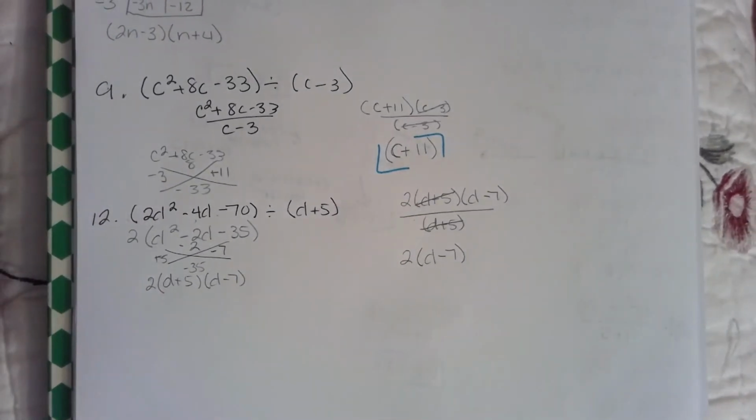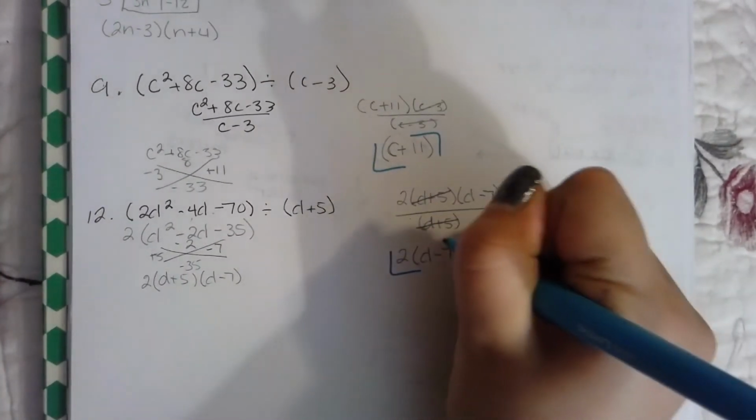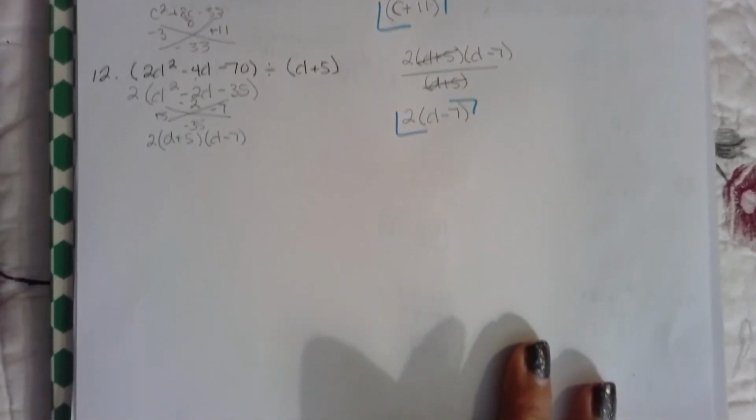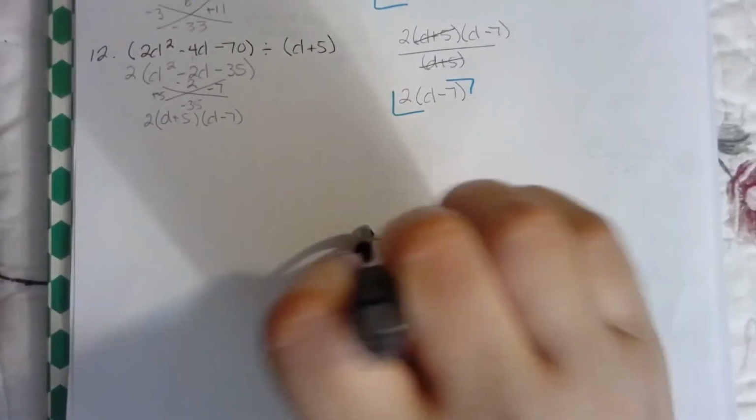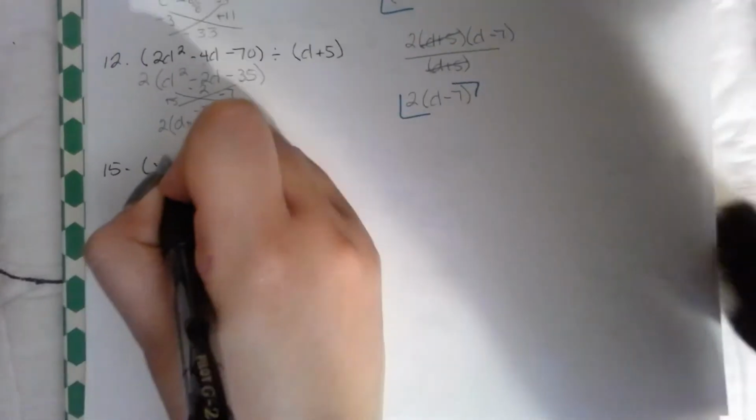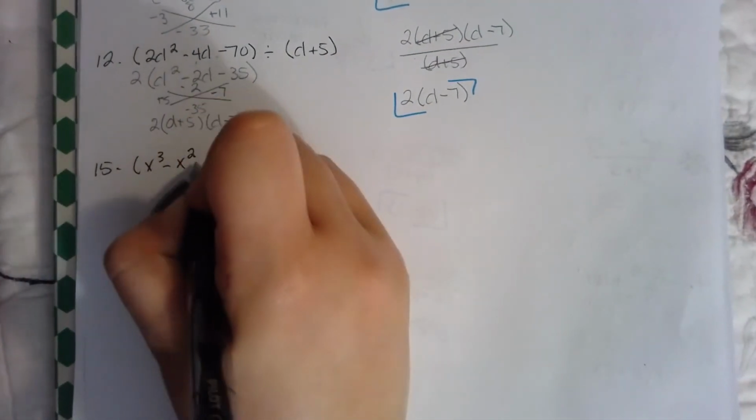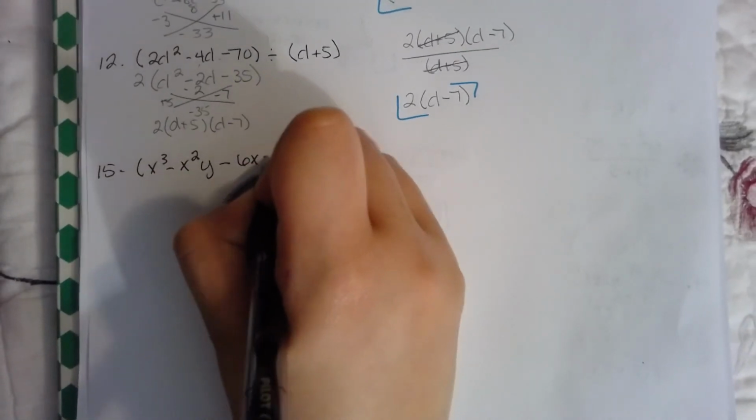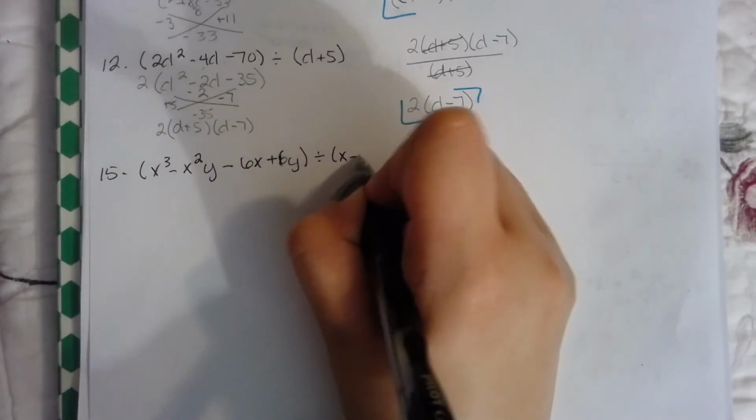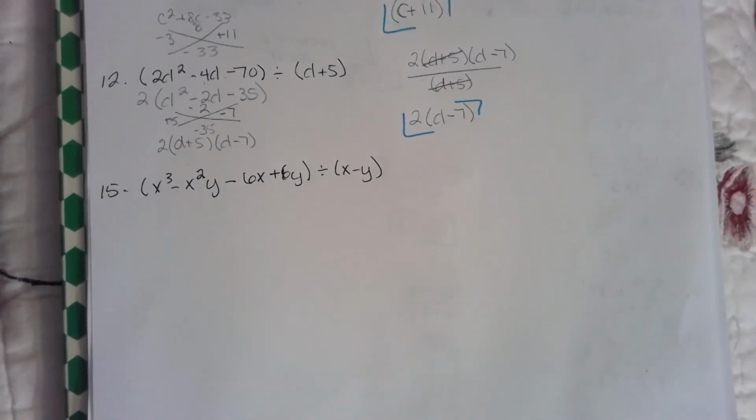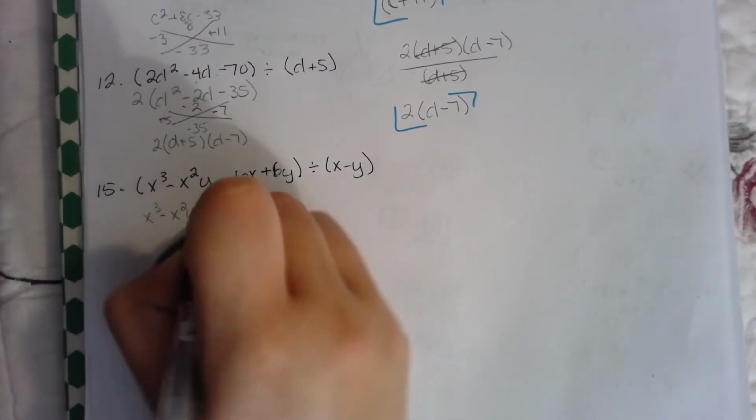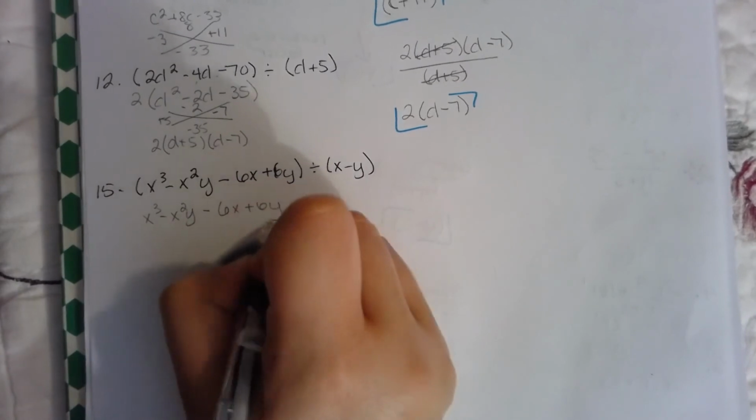Alright, and the last kind of problem that we're going to talk about is factoring by grouping. So we have x cubed minus x squared y minus 6x plus 6y divided by x minus y. I'm going to rewrite the numerator: x cubed minus x squared y minus 6x plus 6y. We have 4 terms. Split it down the middle. Split it right after the second term and right before the sign of the third term.